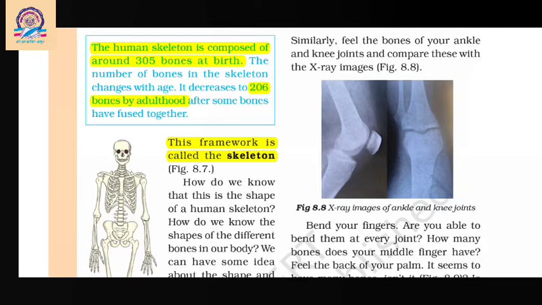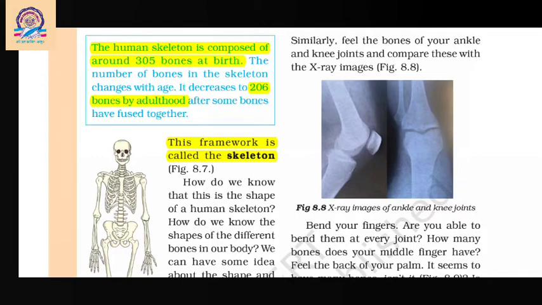We have 305 bones at the time of birth, and as we grow it becomes 206. So the total number of bones present in our body at this time is 206. These 2 points should be remembered by you.